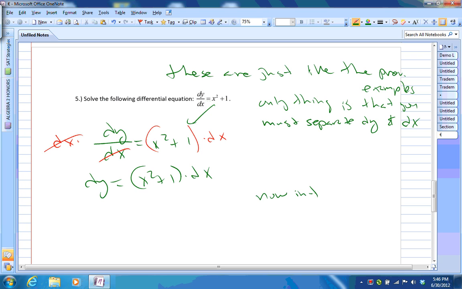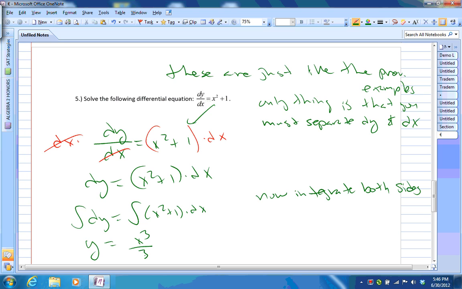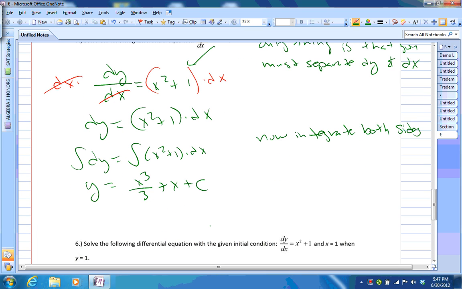So now integrate both sides, because you want to get rid of the differentials. dy and dx each represent a change of y and change of x. You want to get rid of that. To do the inverse of a differential, you obviously integrate. So now integrate both sides. So you have the integral of dy equals the integral of (x squared plus 1) dx. So y equals x cubed over 3 plus x plus c. Don't forget about the plus c. And that's it. You solve the differential equation.